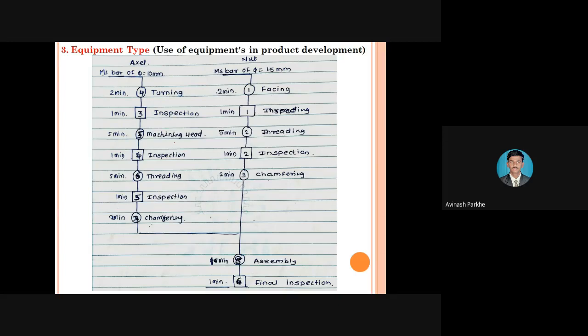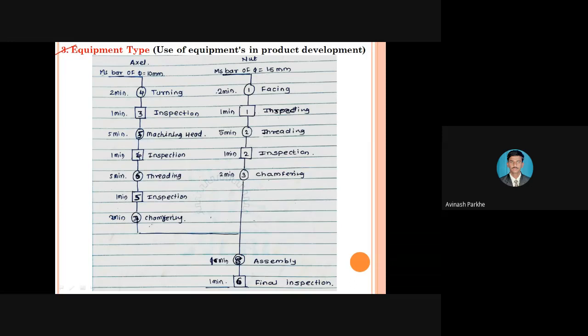Equipment type means whatever equipment, whatever machines we are using to convert the raw material into finished goods, all the activities, all the operations performed by that particular machine or equipment are represented by using this equipment process chart. And this chart is very simple to understand. So if I have to convert the raw material into finished goods, I have to perform the operation.